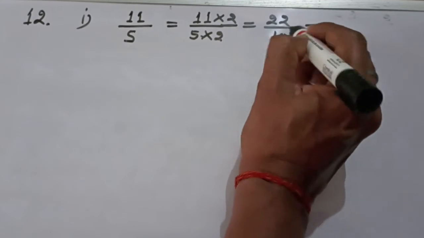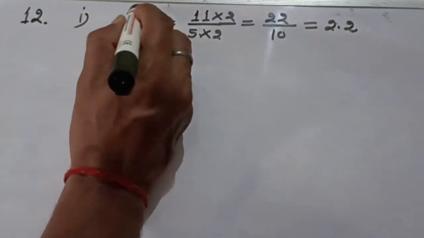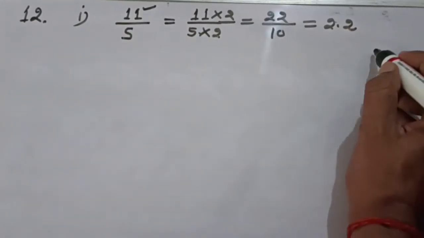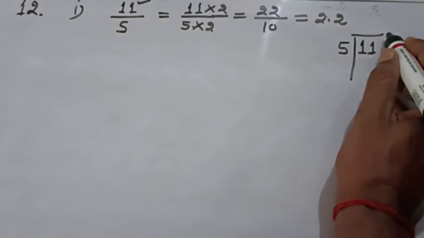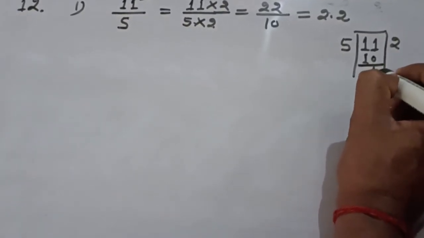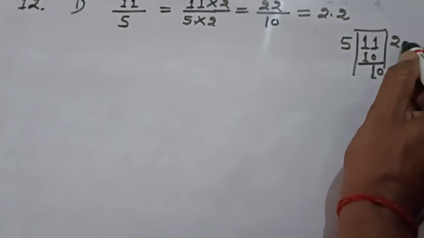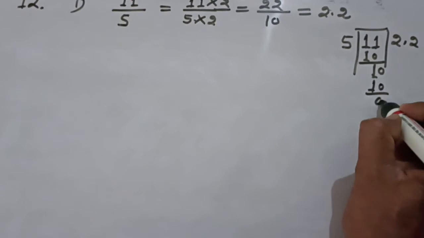Now 22 upon 10 means 2.2, or simply you can divide 11 upon 5 directly. 5 twos are 10, 1 is left, then decimal, 5 twos are 10. Directly also you can write. Okay.